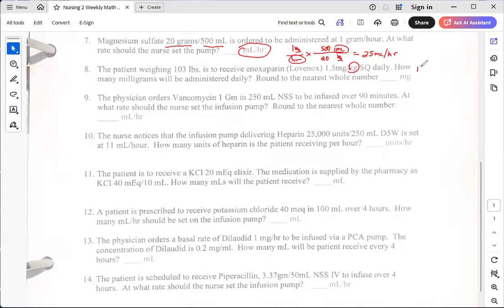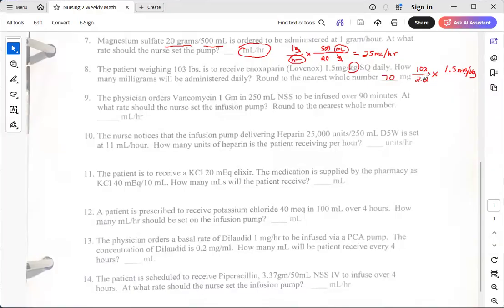So if I'm writing this out, I'm saying 103 divided by 2.2, and then I'm going to multiply by that 1.5 per kilogram. 103 divided by 2.2 is how we go from pounds to kilograms. So this all works out in the end, but I'll show you in just a second. I'll take that 103 times 1.5 and then divide by 2.2, and that'll give me an answer of 70.2, and it tells me to round to the nearest whole number. So what they're looking for is 70 milligrams.